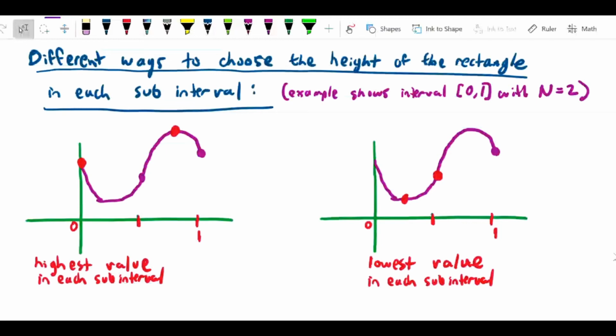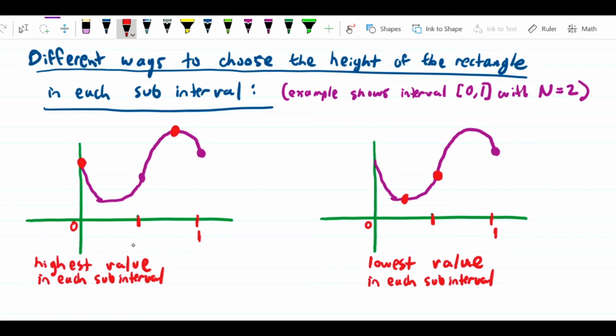So the first one, I've put up the ones that we used, but with a slightly more complicated drawing. By the way, I'm not specifying what the function is that's shown in purple, but we are interested in finding its area on the interval 0, 1, and I'm saying that we're doing this with n equals 2. When I write n equals 2, that means I'm choosing 2 rectangles or 2 subintervals.